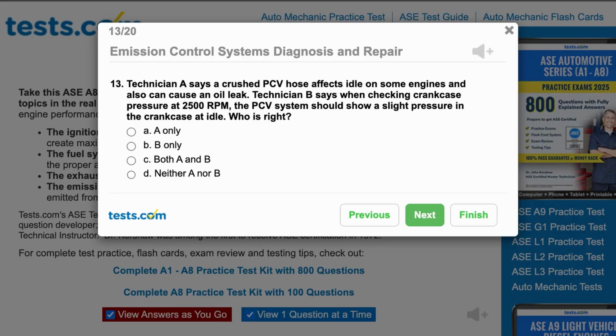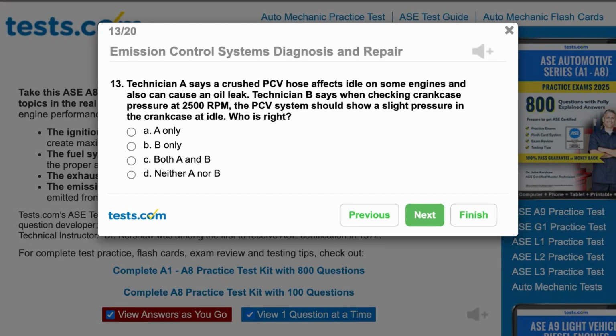Emission control systems diagnosis and repair. Question 13. Technician A says a crushed PCV hose affects idle on some engines and also can cause an oil leak. Technician B says when checking crankcase pressure at 2500 RPM, the PCV system should show a slight pressure in the crankcase at idle. Who is right?